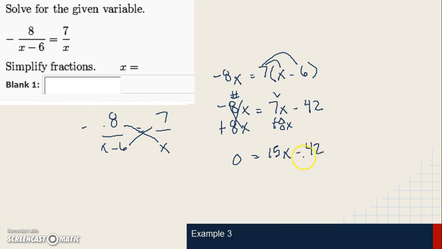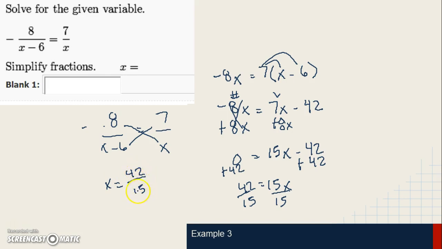I'm going to eliminate the constant now on my variable side by adding 42 to both sides. Plus 42. 42 equals 15x. And now I'm going to eliminate 15 that's being multiplied to x by dividing 15 to both sides. And I have over here x equals 42 divided by 15.